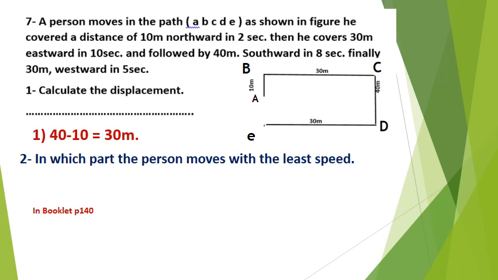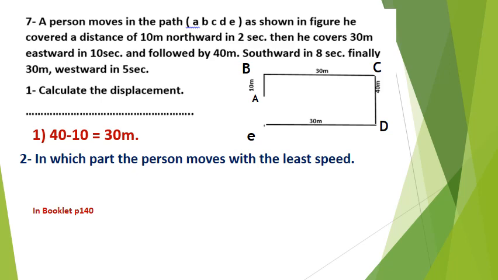From A to B, no. From A to B, pay attention, the speed equal 5 meter per second. From B to C, the speed equal 3 meter per second. From C to D, the speed equal 5 meter per second. From D to E, the speed equal 6 meter per second. So the least speed is from B to C.